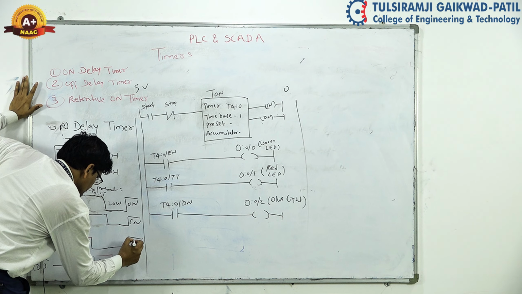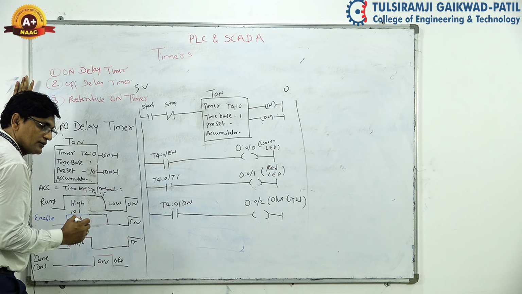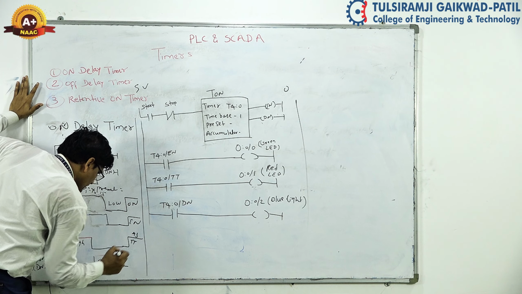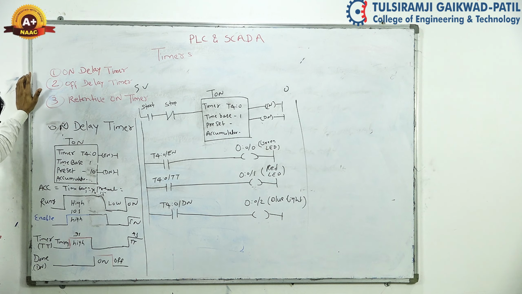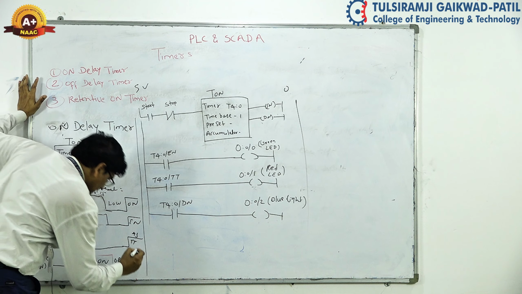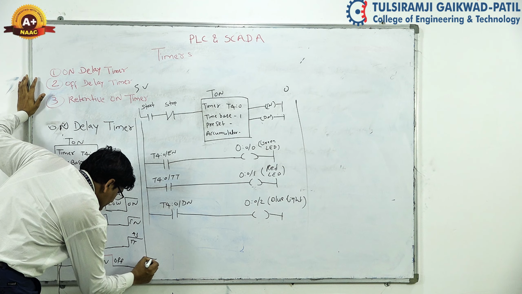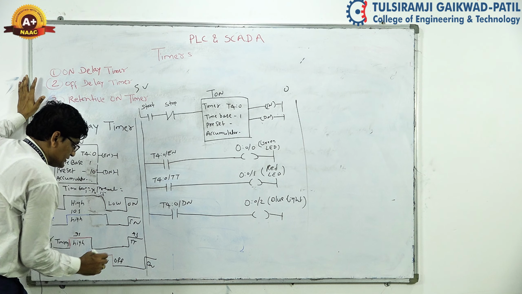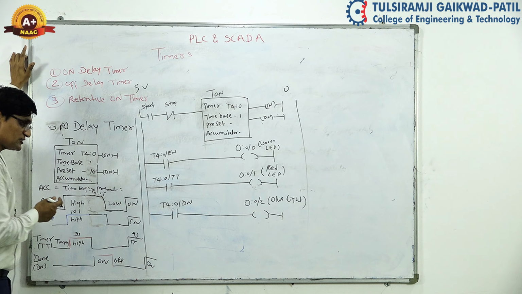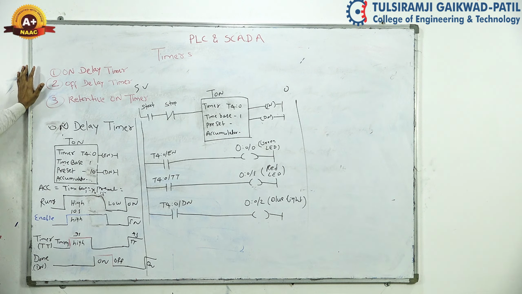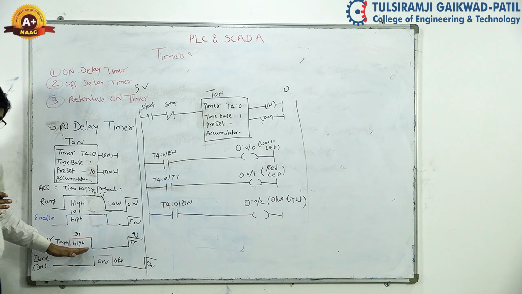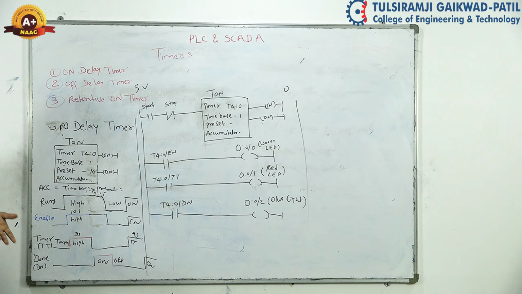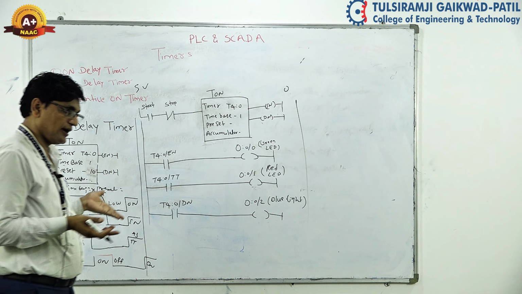bit will be on for the 9 seconds, and after the completion of 9, meaning 10 equal to or greater than the 9, that time this bit, called the done bit, becomes active. Means after the 9 seconds the done bit will be active. For the 9 seconds this timer timing bit will be on. After the 9 seconds the done bit will be active.